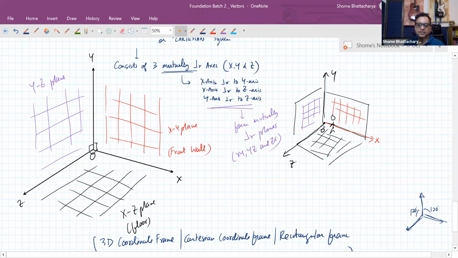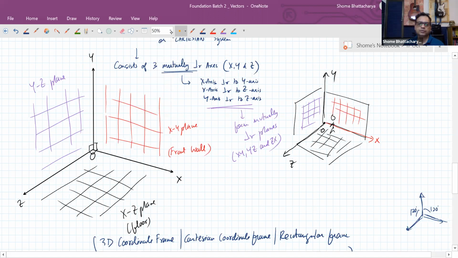So imagine the x-axis to be the corner edge between the front wall you are looking at and the floor you are sitting at. Similarly, imagine the y-axis to be the vertical corner of the two walls. And similarly, imagine the z-axis to be the edge between the side wall which you are seeing to your left and the floor on which you are sitting. Okay, so this is how we represent a three-dimensional system. So just make a note of this first.